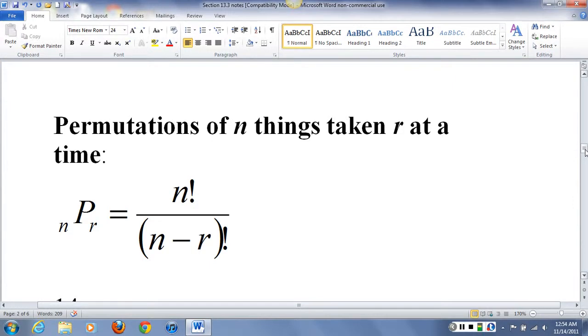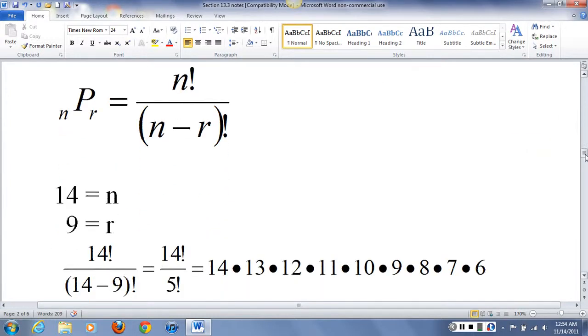So n is the total number of things that we have in whatever we're considering. R is obviously the amount that are taken at a particular time. So this is our setup for permutations.